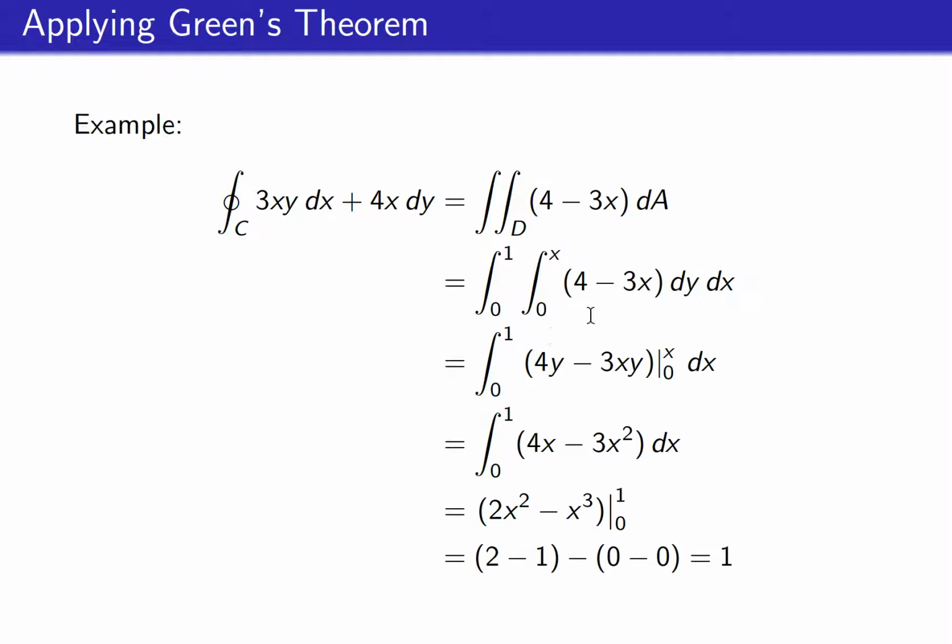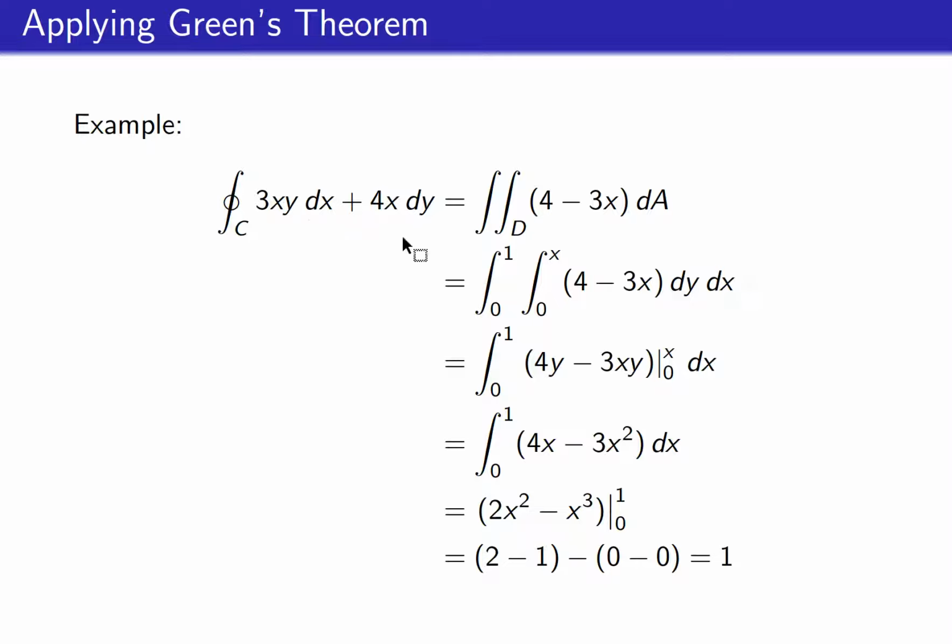And of course, you just do it, right? Just integrate with respect to y. It's 4y minus 3xy. Plug in x, you get this. Plug in 0, you get 0. So this is what you get for this step. And now we just do this integral. There it is. Plug in 1, plug in 0, we get this. And so this is equal to 1.